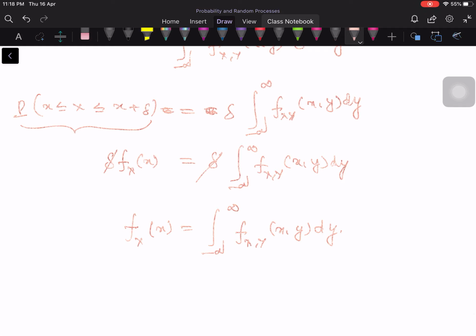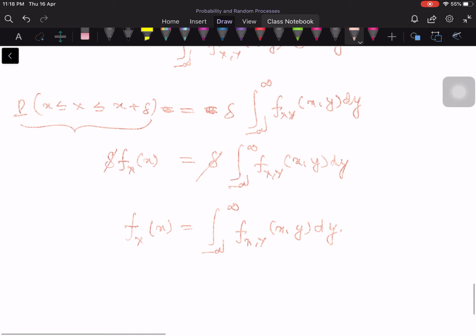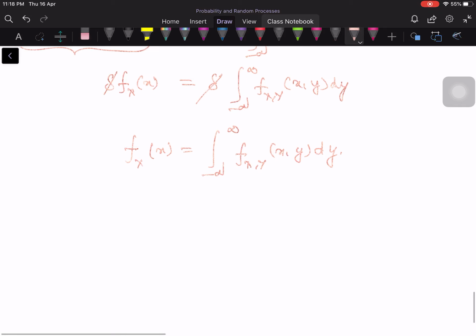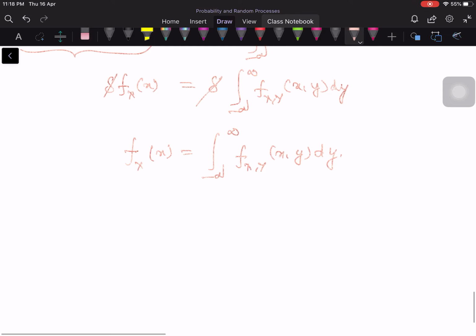Now this is what we are getting here. There is no surprise at this point. It is exactly the same formula that we had for discrete random variables. In the discrete case we had the same formula, except that the integration is replaced by summation over y, and instead of the density function we had the joint probability mass function. This is equal to the probability mass function p_X(x).